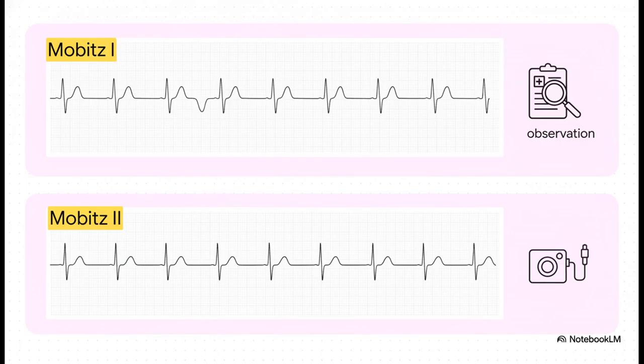Differentiating your second-degree blocks is absolutely critical for Step 2. Mobitz type 1, or Wenckebach, gives you a progressively lengthening PR interval until you see a dropped QRS. This is an AV nodal block, usually asymptomatic, and typically managed just with observation once you've corrected any reversible causes.